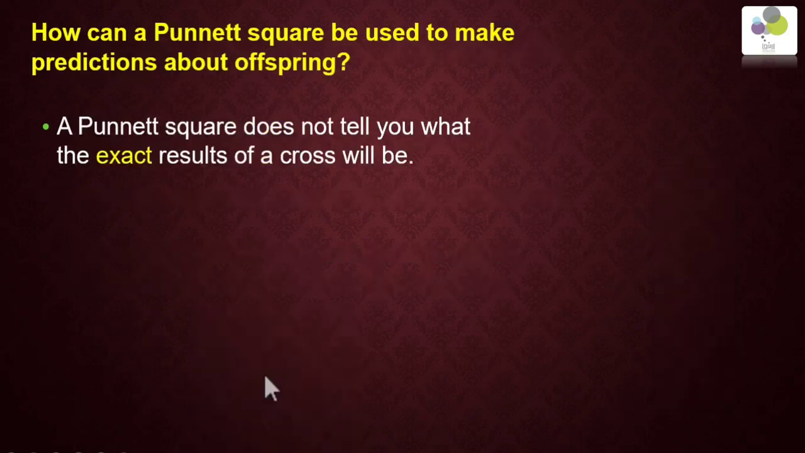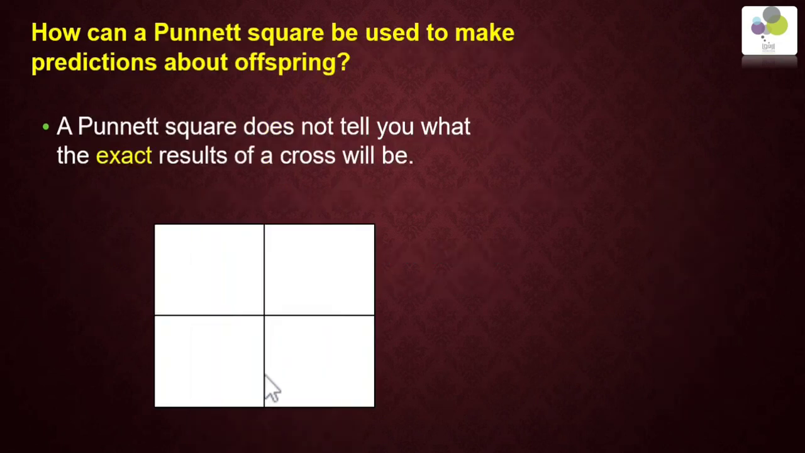Okay, one last thing about the Punnett square, actually, it doesn't tell you what will be. Actually, it tells you what could be. It means it doesn't tell you the exact results of a cross. So it doesn't tell you what will be, it tells you what could be.